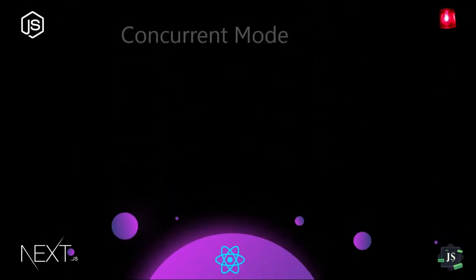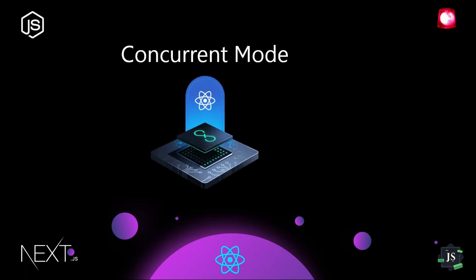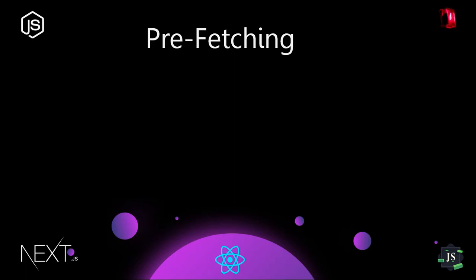Now let's talk about concurrent mode. Concurrent mode adjusts to your device capabilities and the network speed of your website. It also increases your performance and maintenance for every device in different environments. Now the most important and core feature is prefetching. This prefetching is also called hydration in React.